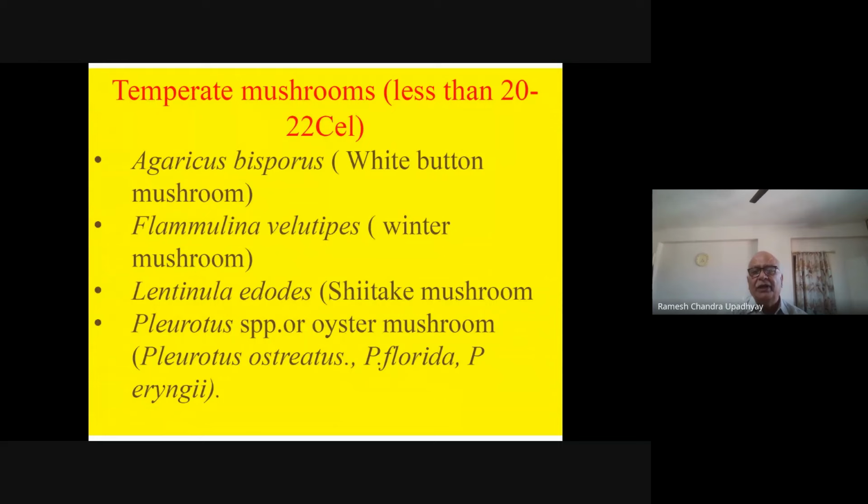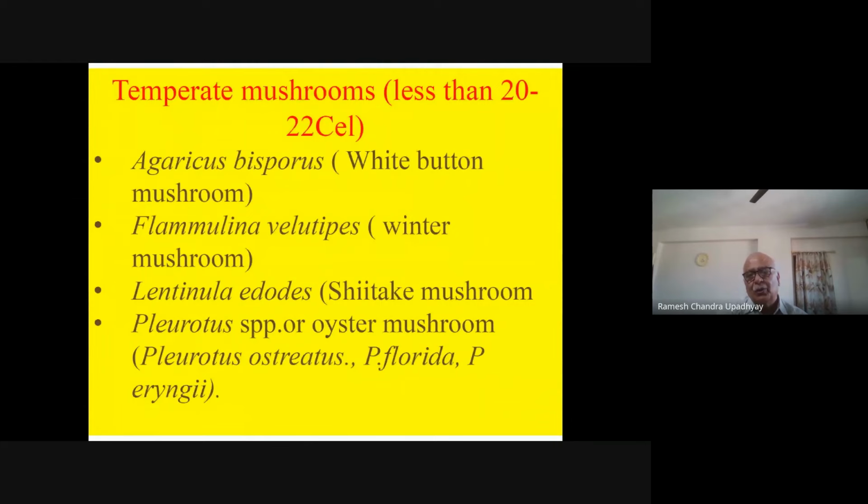Another, the fourth mushroom, is Pleurotus, oyster mushroom. Oyster mushroom is a very interesting genus. There are almost 35 to 40 species. Till date there is no compiled information on how many different species of oyster mushroom there are. But on the basis of temperature conditions, we have found that among Pleurotus species, Pleurotus ostreatus, Pleurotus florida, and Pleurotus eryngii, also known as king oyster mushroom, require less than 22 degrees centigrade.